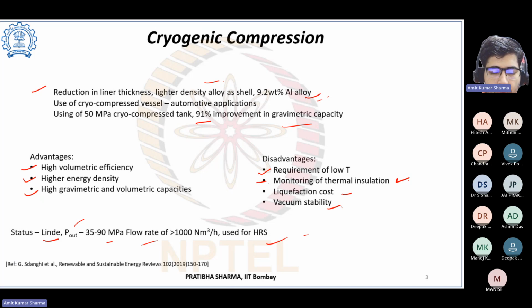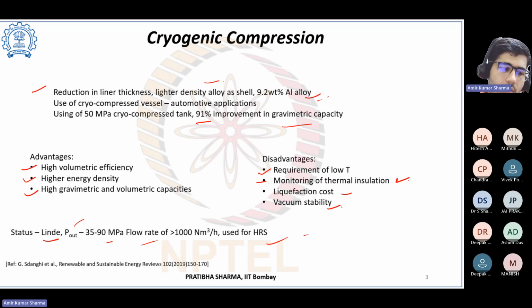So the thing is that if you have this kind of arrangement in an automotive application, then you don't have to worry about refilling. That's correct. And also, directly it is not used in automotives, but it can be used for the hydrogen refilling station. So if you have a hydrogen vehicle, you have this kind of vessels.